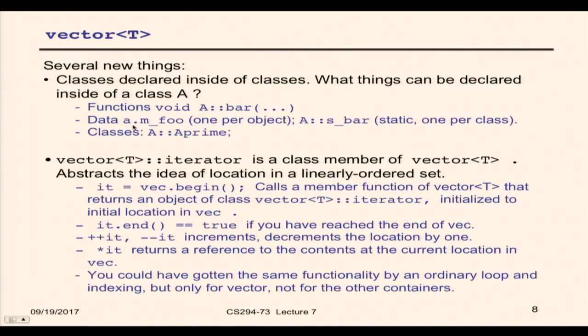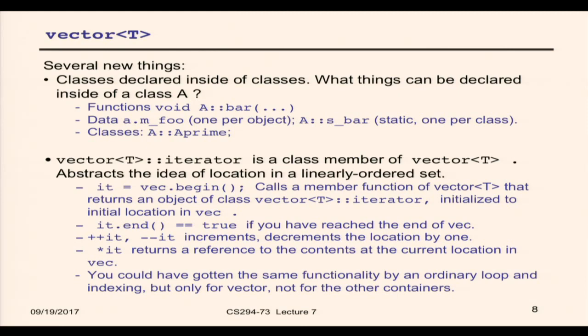Turns out there's a third thing that you can define inside of a class, which is another class. So you have A::A' is some other class. The example of this is iterator, and this is a repeated idiom in container classes. vector<T>::iterator is a class member of vector<T>. It abstracts the idea of a location in a linearly ordered set. So iterator equals vec.begin, so we have something that's of class vec. It calls a member function of vector of T that returns an object of class iterator, vector<T>::iterator, initialized to the initial location in vec.